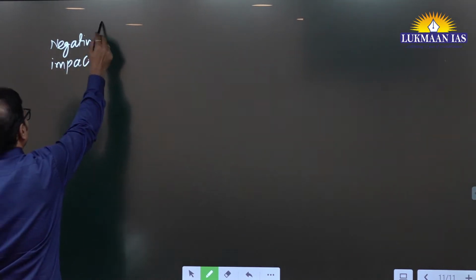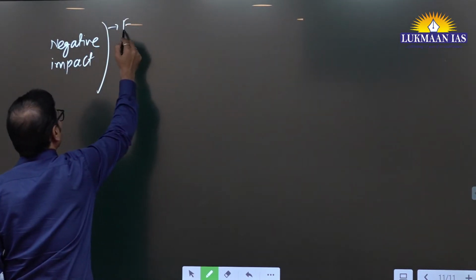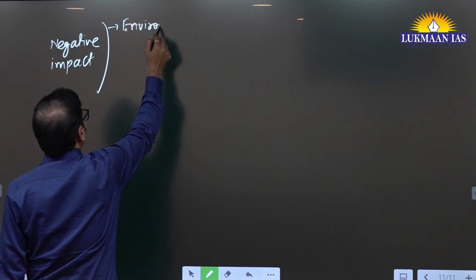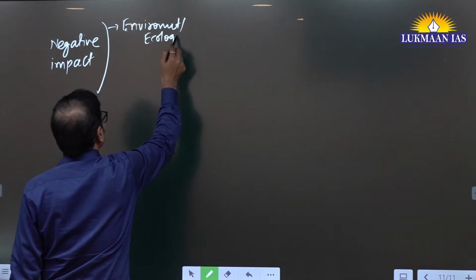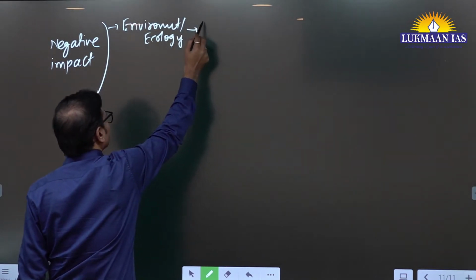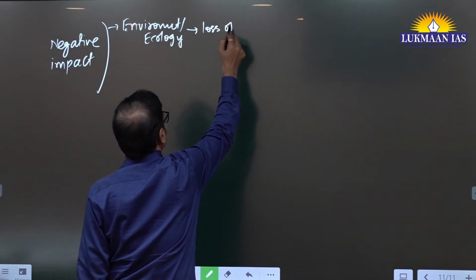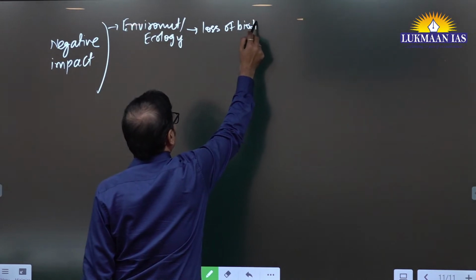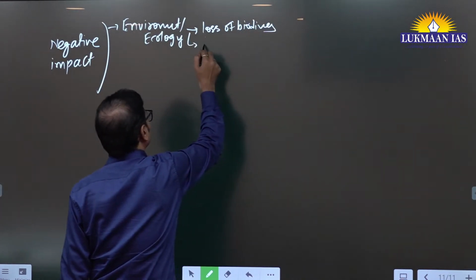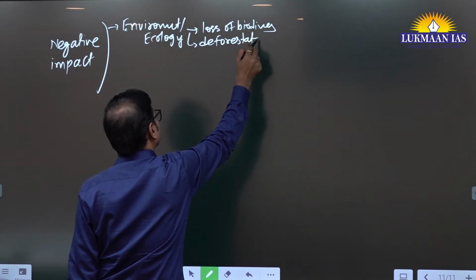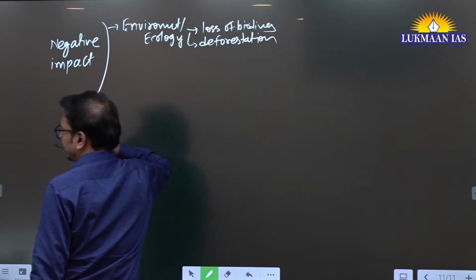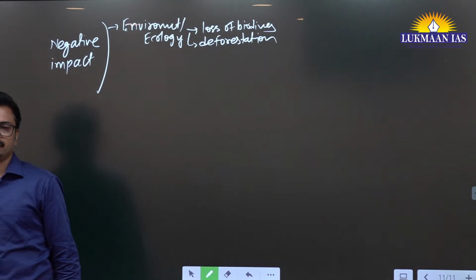पहला पॉइंट एनवायरमेंट लिखना है. Ecology. So loss of biodiversity, deforestation, habitat loss. There are endemic species in that region.